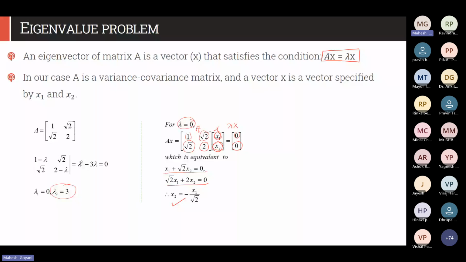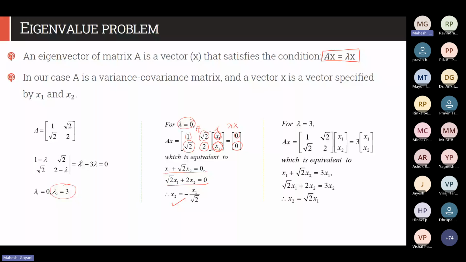So now we will put lambda is equal to 3 in this equation. So now this will not be 0 anymore. Rather, it would be lambda into x, so that is 3 into x1, x2. Right? So this will be equivalent to 1 into x1 plus root 2 into x2 is equal to 3 into x1. So that's the first equation. Then root 2 into x1 plus 2 into x2 is equal to 3x2. That will be the second equation. When you solve it, we will get x2 is equal to root 2 into x1. So we have two equations and two variables.